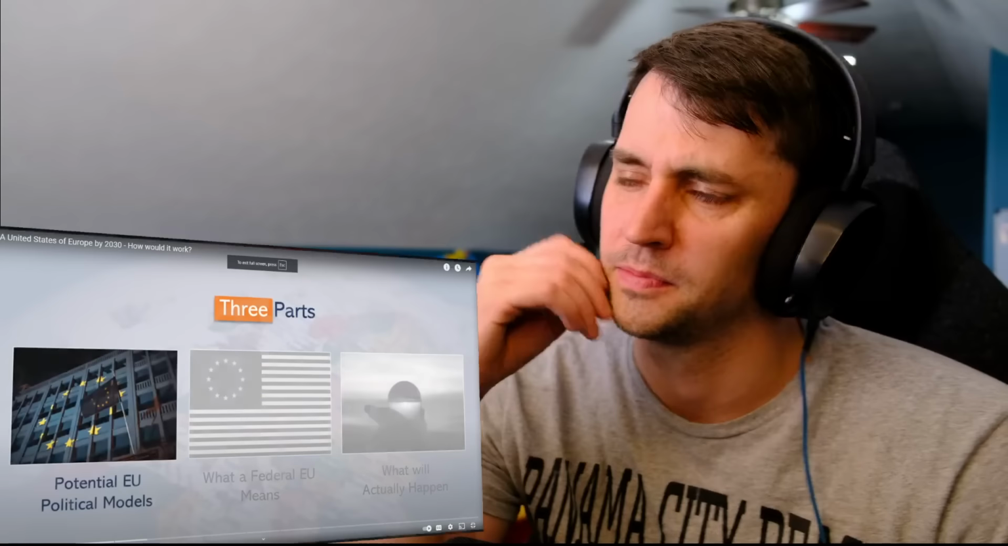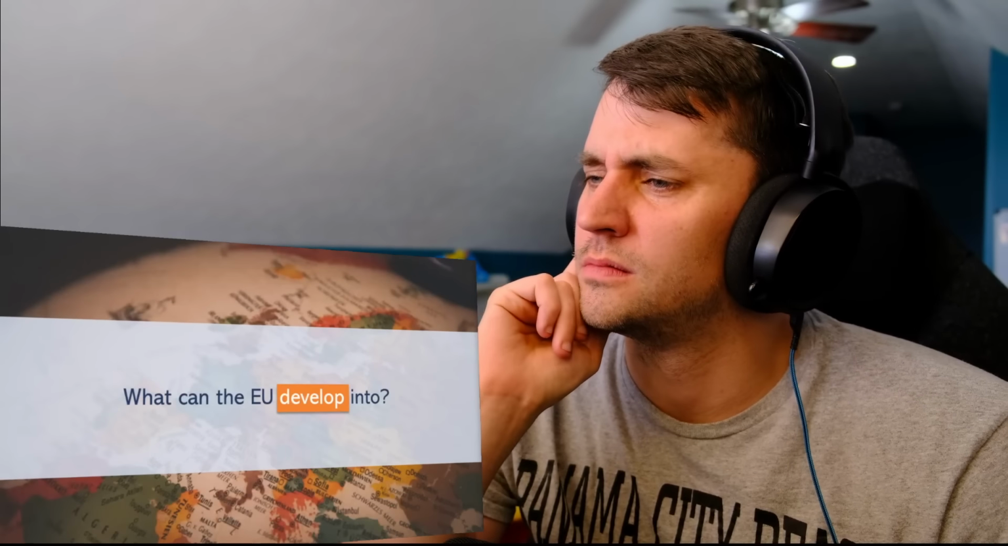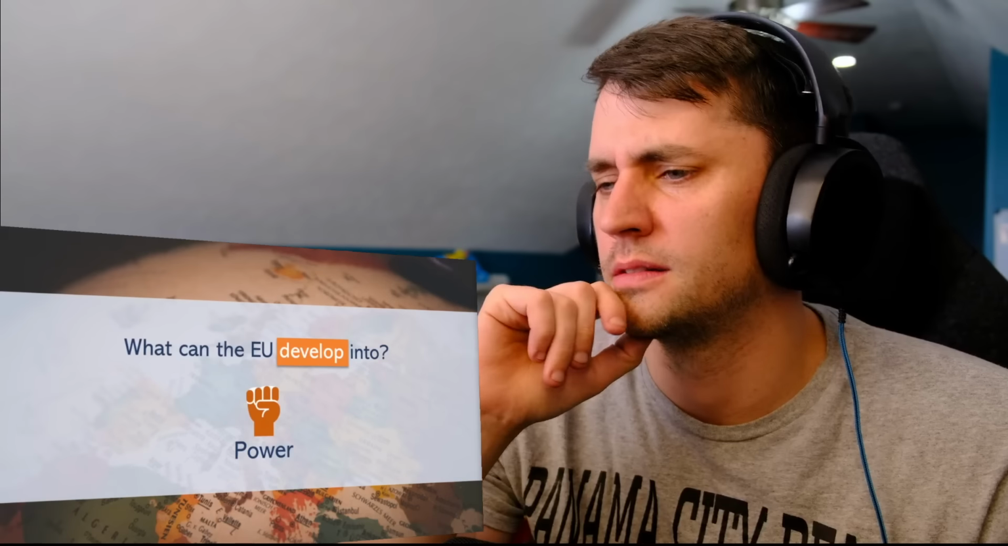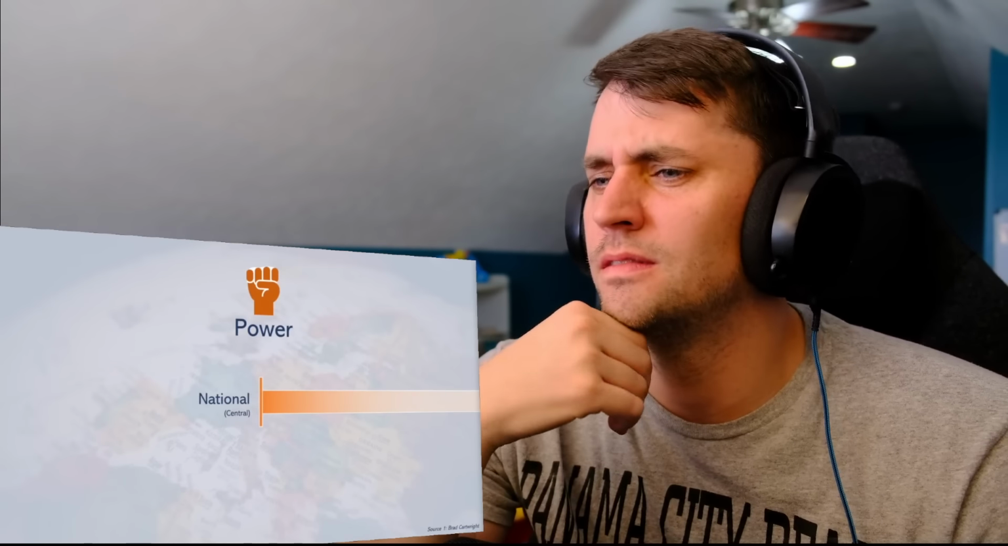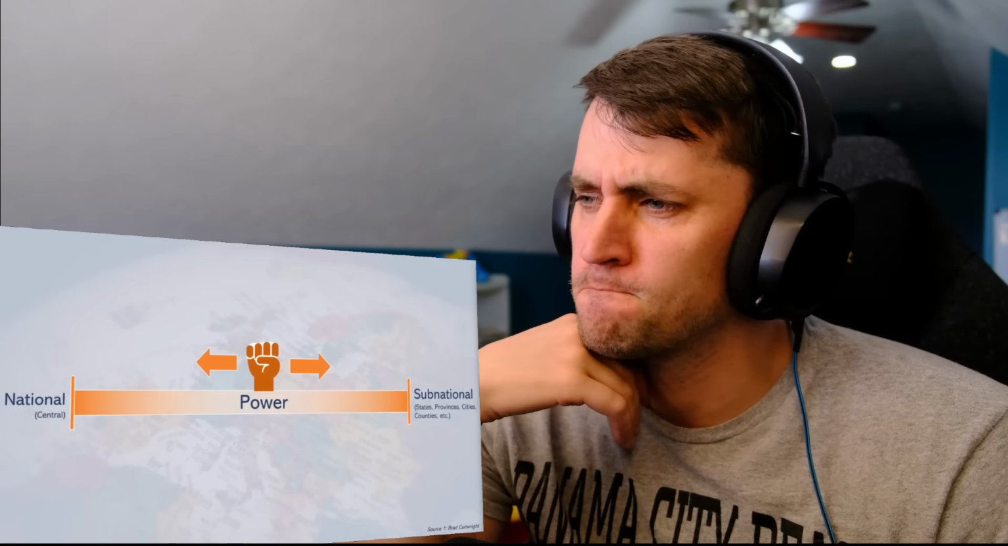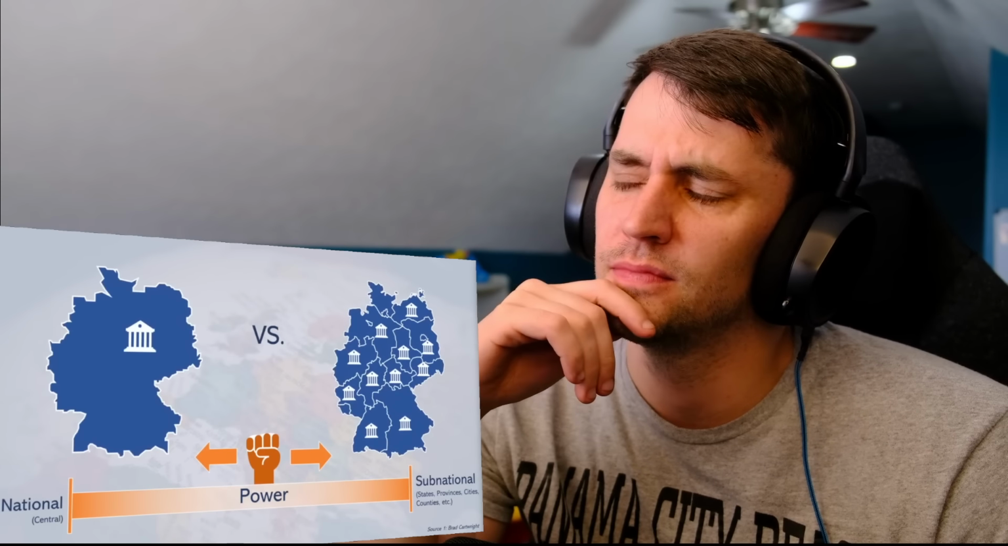So to start off with, what are the political systems the EU could develop into? Before we can answer this, we need to look at power distribution. How is political power distributed between the national level and the subnational level? In other words, a country's national parliament versus its regional parliaments across the country.